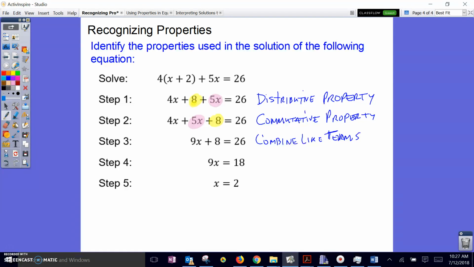All right, and then going from step 3 to step 4, what did we do? We subtracted 8 from both sides, and so that's going to be the subtraction property of equality. And to go from step 4 to step 5, we divided both sides by 9, and so that's going to be the division property of equality. Okay, so it's important that we know all 6 of these properties by name, and that we can identify which one of them is being used in any step in solving the equation process.